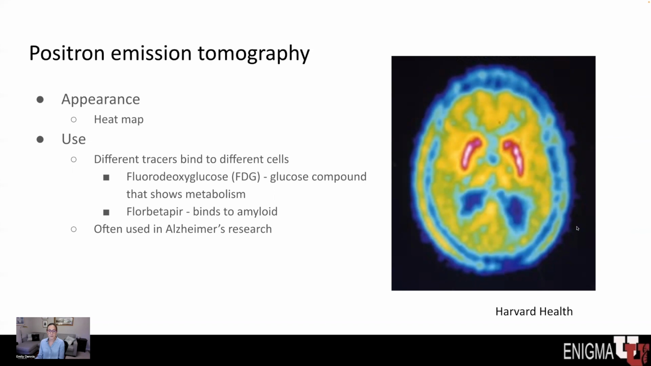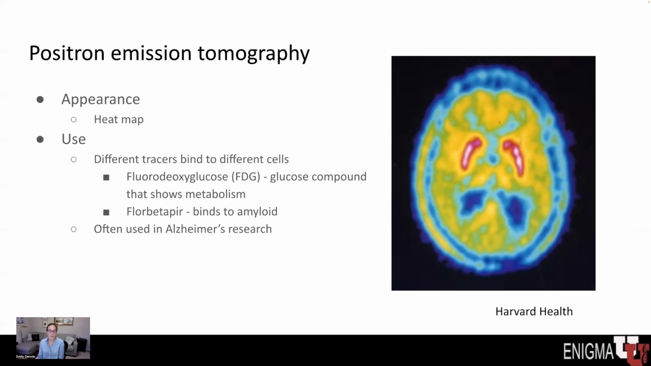So one of the ones that's used most often is FDG, or fluorodeoxyglucose, which is a glucose compound, so it can show metabolism. So if you see peaks, hotspots in a PET study using FDG, those hotspots would be places that are more active, thus their metabolism is higher.